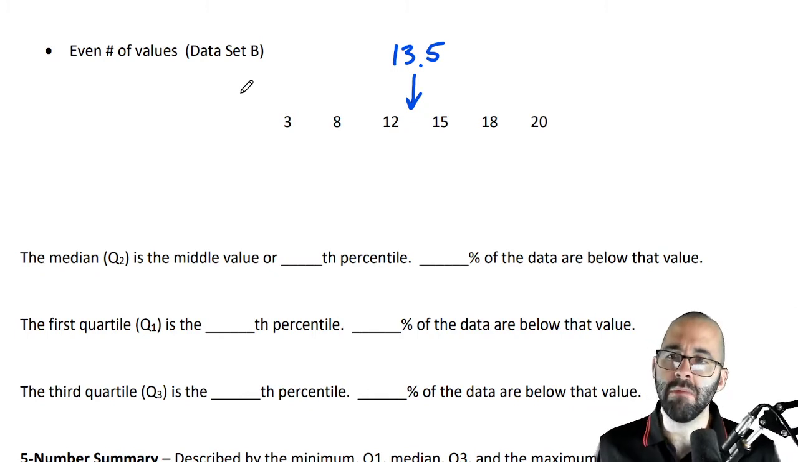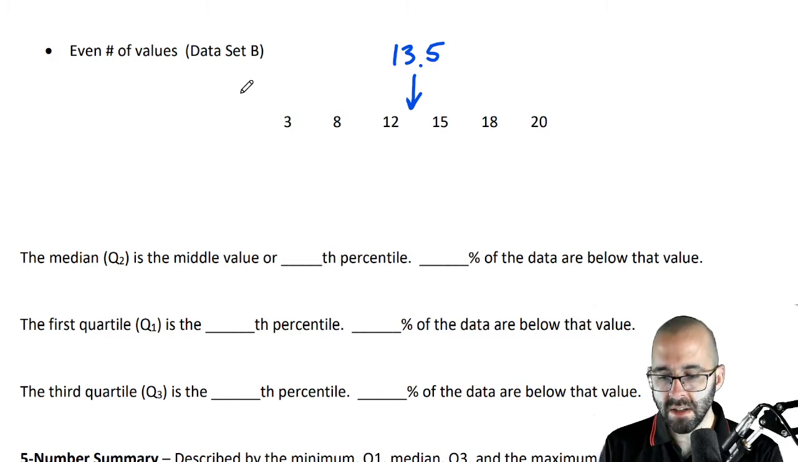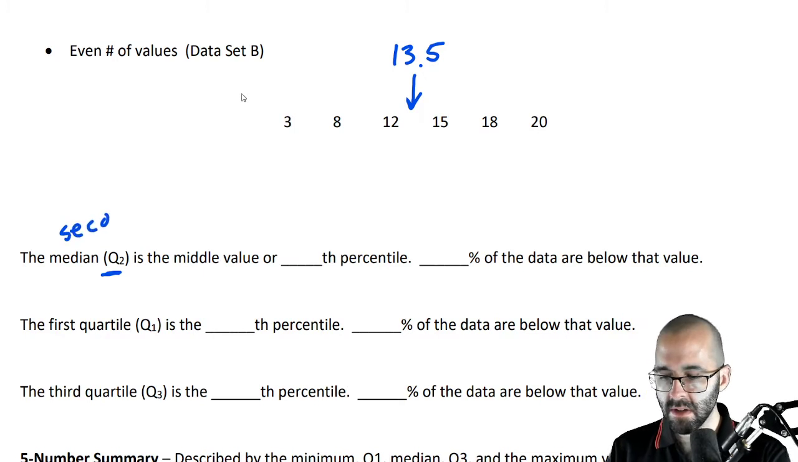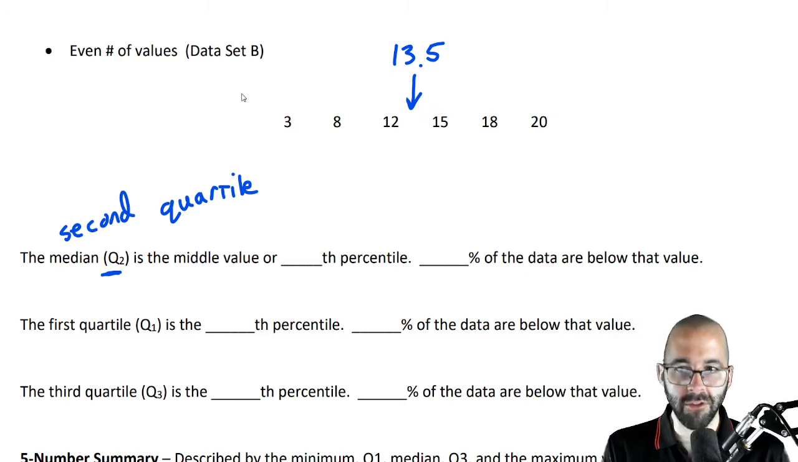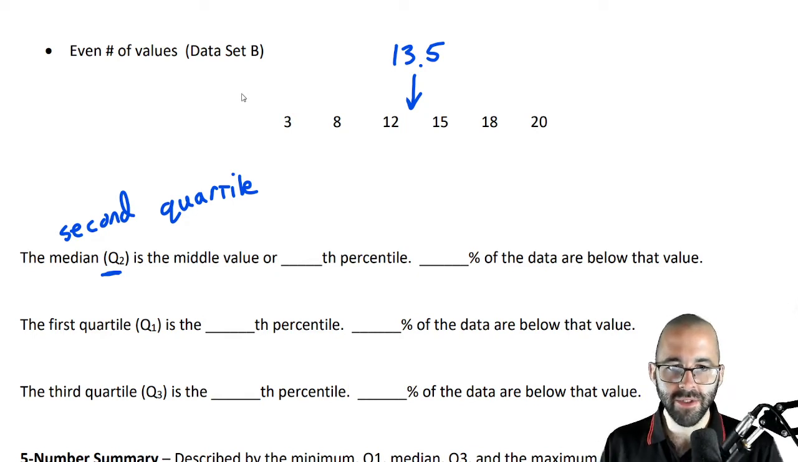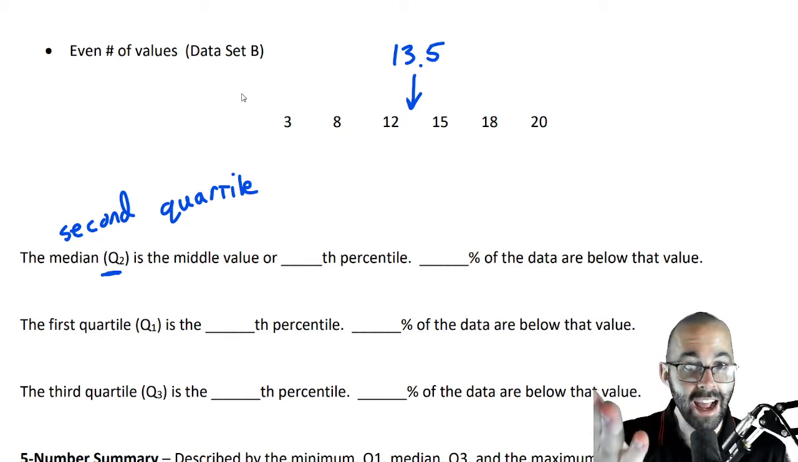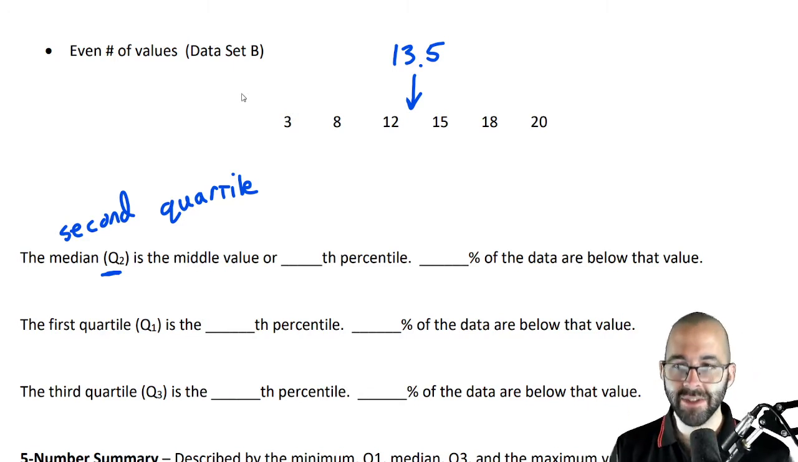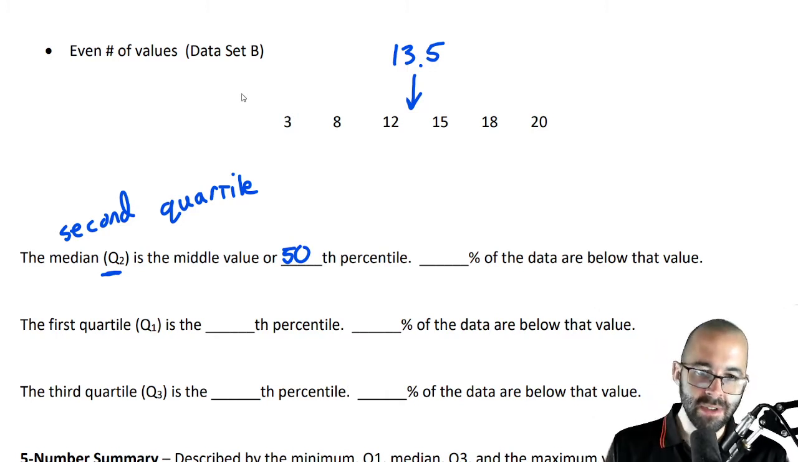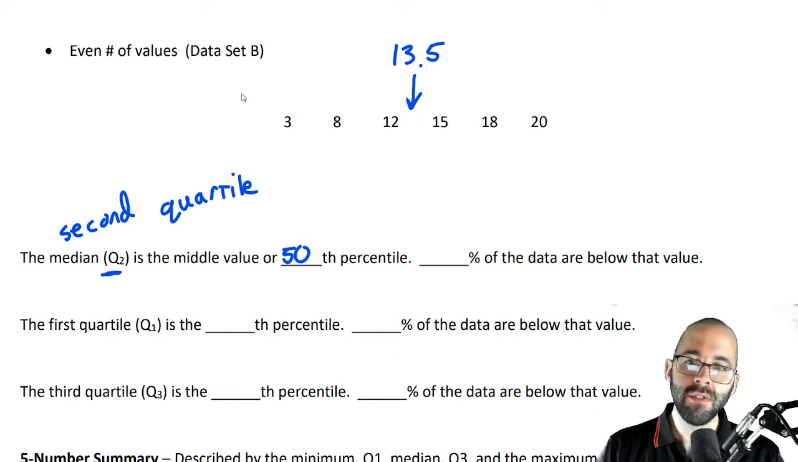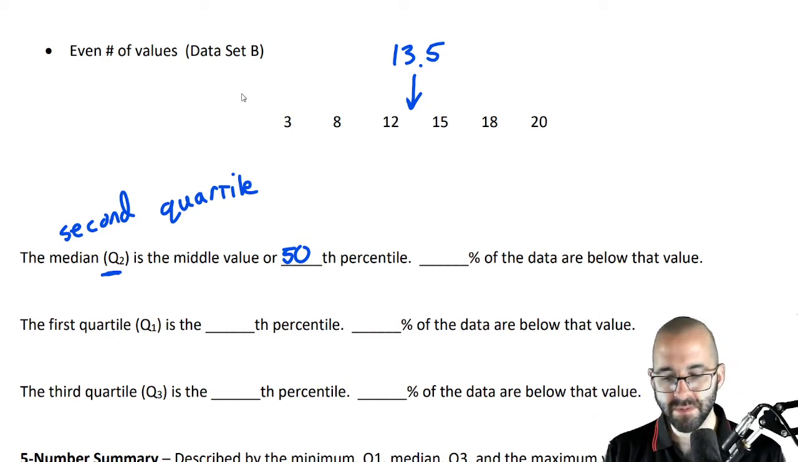Another way of talking about the median, you can also call the median Q2. That has to do with the second quartile. Quartile comes from the word quarter for a fourth. So the second fourth, 1/4 and then another fourth, that's 1/2. Median is 1/2, also known as the 50th percentile. You ever heard, oh, 99th percentile, that means you're in the top 1%. 50th percentile means top 50%. It means 50% of the data is below that value.